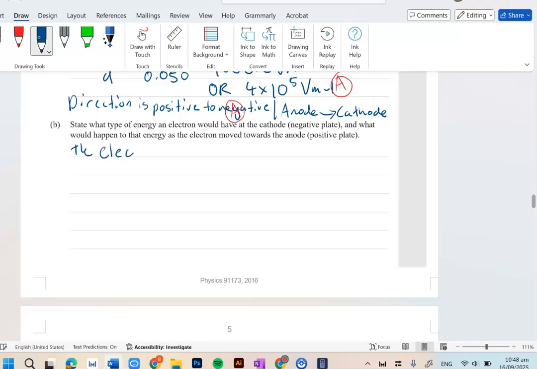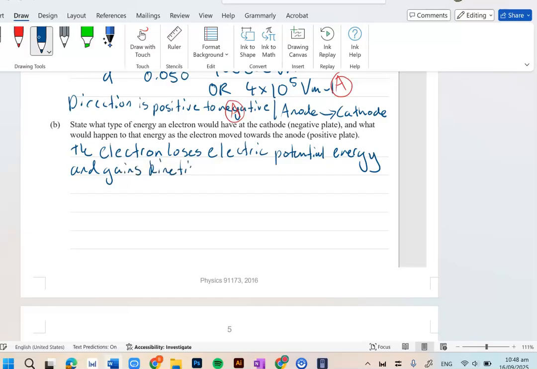The electron loses electric potential energy and gains kinetic energy as it moves to the anode. So we could also talk about the electric field interacting with the electron, so that's how it loses its potential energy and converts to kinetic energy.